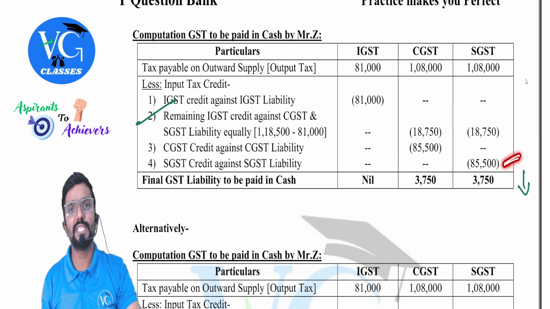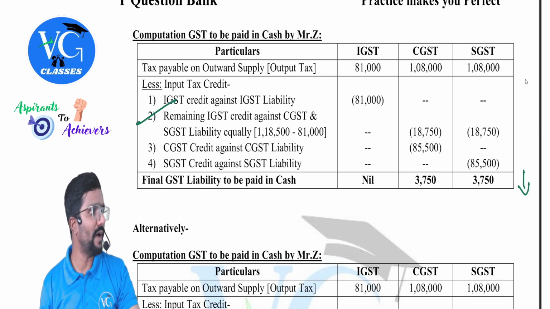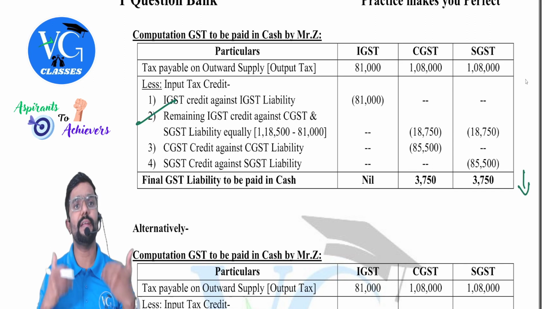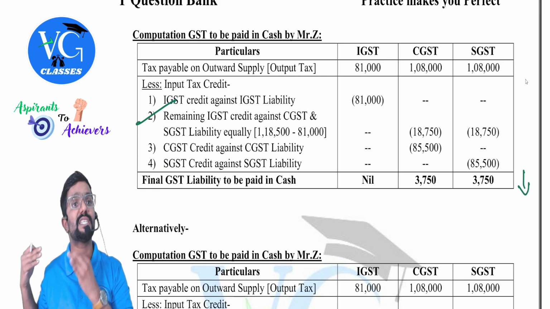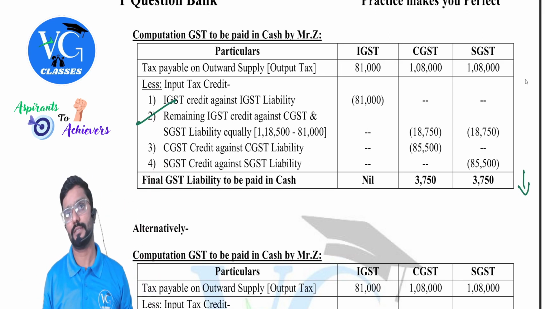Same figure. It comes to the same figure. That means, can I use SGST credit fully, people? Yes. 85,500. Okay, sir. Now, what is the amount to be paid through cash ledger? I have written final GST liability to be paid in cash. Cash in the sense here, electronic cash ledger, guys.